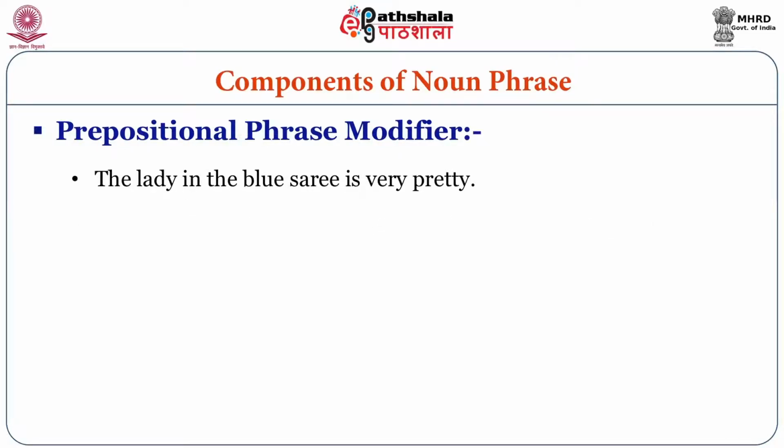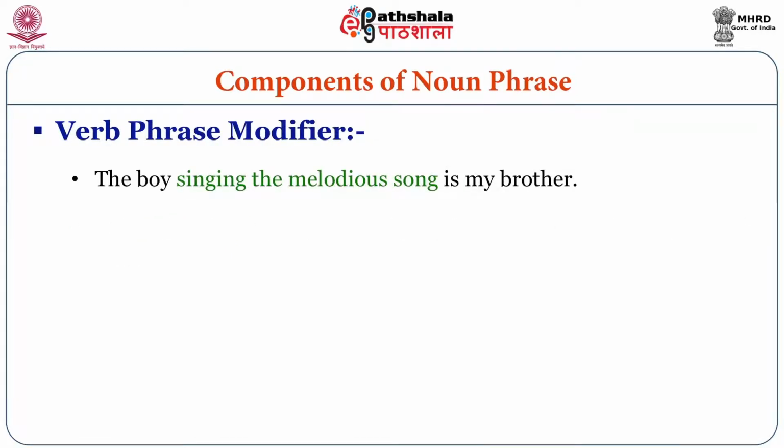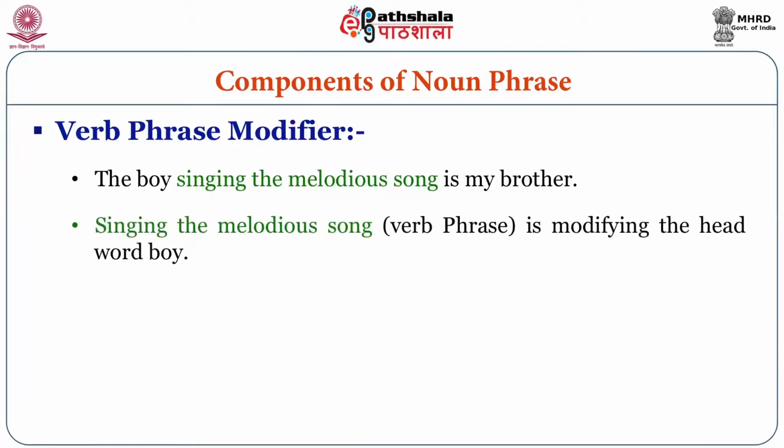Now we have prepositional phrase. The lady in the blue sari is very pretty. In the blue sari is the prepositional phrase which is modifying the head word lady. There is a verb phrase modifier also. The boy singing the melodious song is my brother. Singing the melodious song is the verb phrase and that is modifying the head word boy.